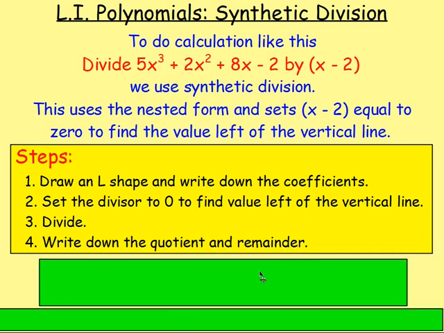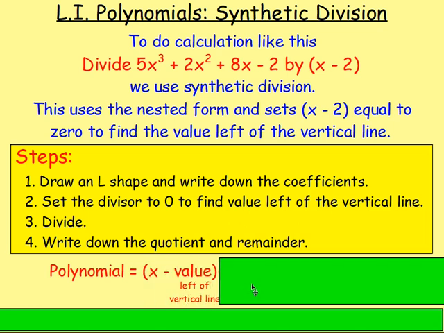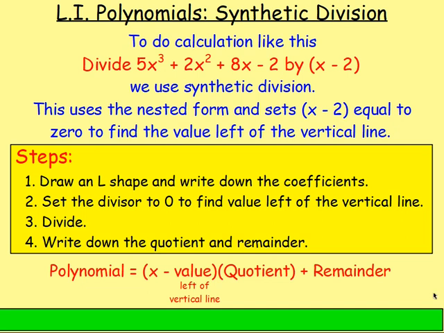Again, once you've done that, what you could always do is reverse it and say that the original polynomial is equal to x minus that value to the left of the vertical line, times the quotient, plus the remainder.